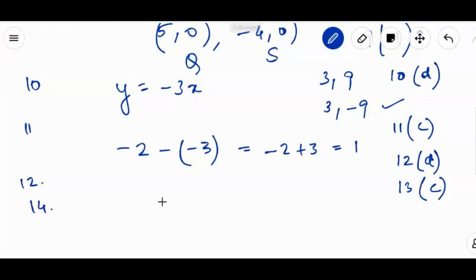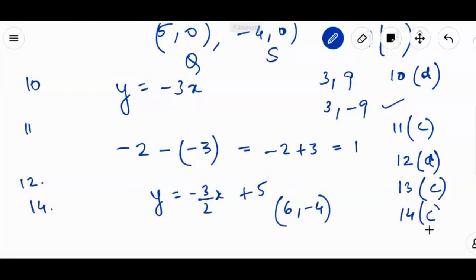The 14th one says the point which lies on the line, and there is an equation given. So y is equal to 6 minus 4. The third option, so the point which will lie will be (6, minus 6 minus 4), that is the third option. The 14th one, option C.